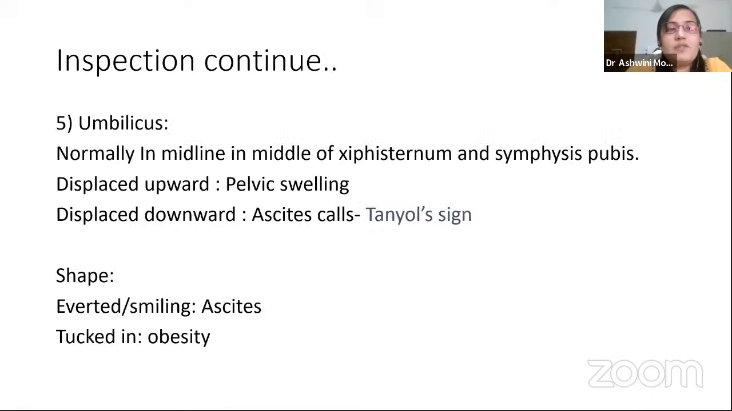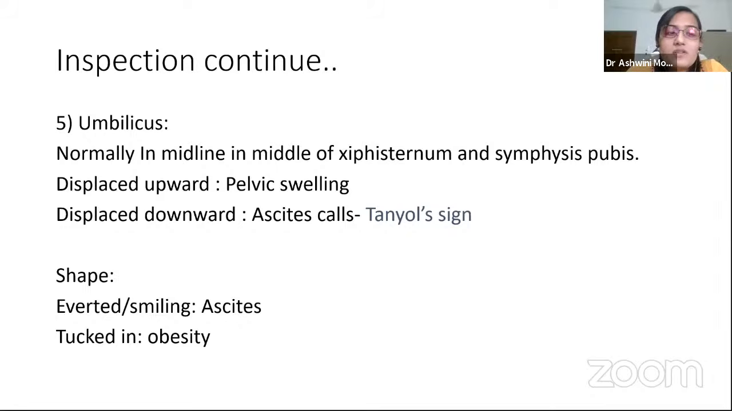So after seeing the skin, we'll go for the umbilicus. The umbilicus is also important, as normally it lies in the midline, in the middle of the xiphisternum and symphysis pubis, but it will be displaced upward in a pelvic swelling or downward in ascites. In cases of ascites, when it is displaced downward, it is called the Tanyol sign. So its displacement is important.